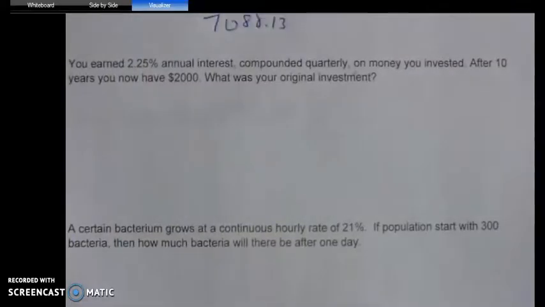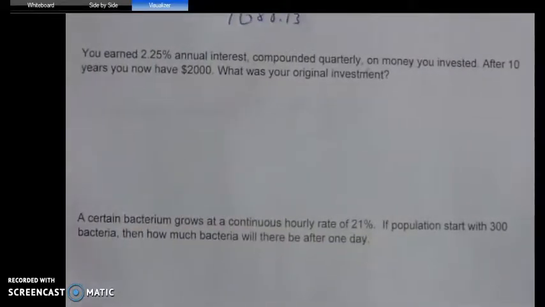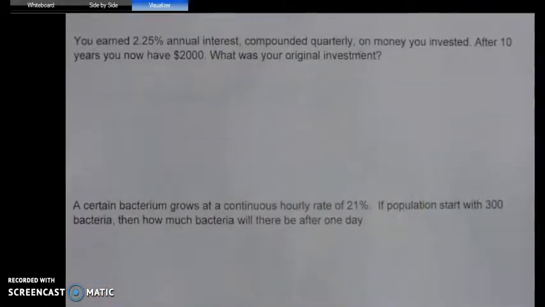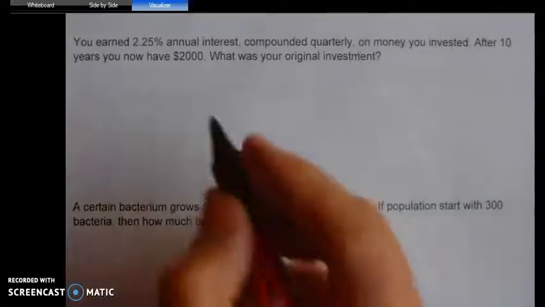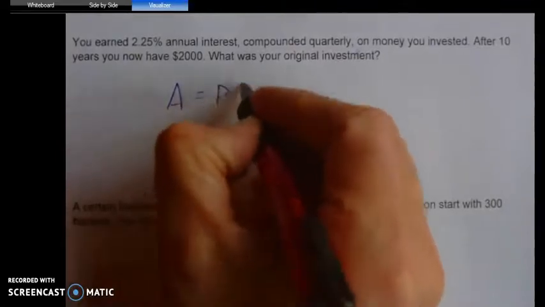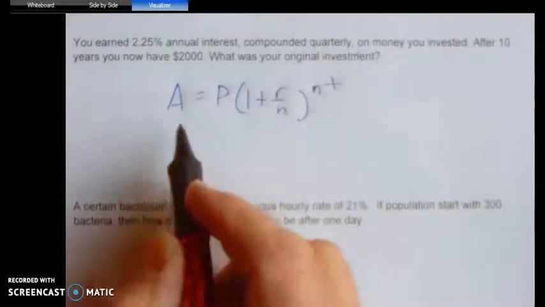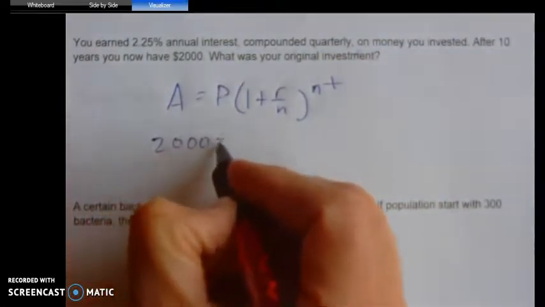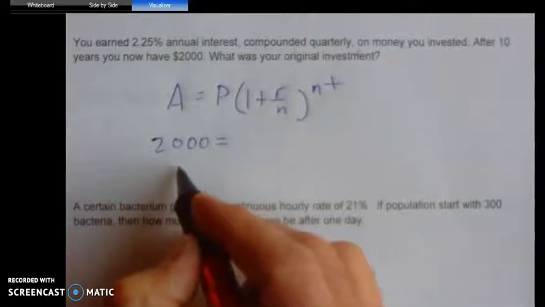Okay, the next question looks like this. You earned 2.25% annual interest rate compounded quarterly on money you invested. After 10 years, you now have $2,000. So how this works is we have the same formula, and we're not going to solve for A, but we're going to solve for P. We have $2,000 at the end of the investment period.